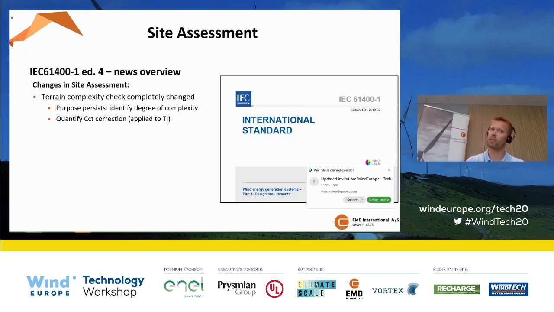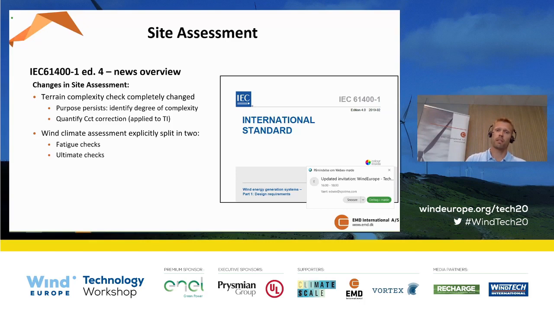Okay, but for the actual site assessment, there are some changes. First, the terrain complexity check, which relates to the terrain around the wind turbine locations, has completely changed in the Edition 4 standard, but the purpose is the same. It is to identify the degree of terrain complexity, and in the end to quantify whether a turbulence structure correction needs to be applied to the turbulence. This is what we call the CCT. So the purpose is the same, but the calculation procedures have been changed completely.